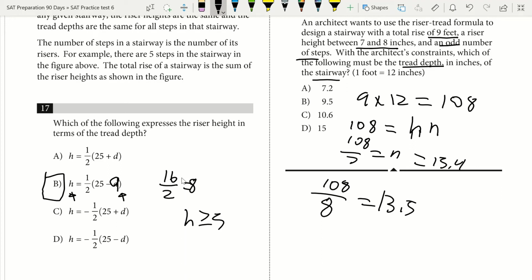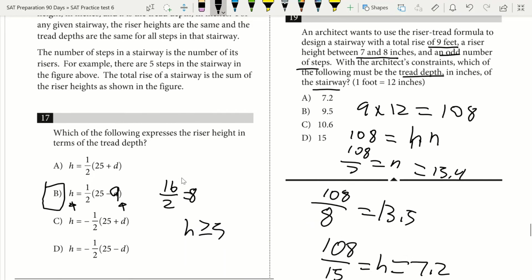Okay, now we need an odd number. What is the only whole odd number between these two? Well, that's going to be 15 because 14 is even, so 15 is going to have to be n. So now that we know that 15 has to be n, we can do 108 over 15 to solve for h. So when we put that in our calculator, that's going to give us 7.2 for h.